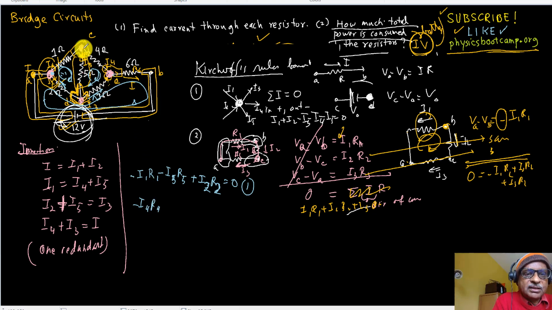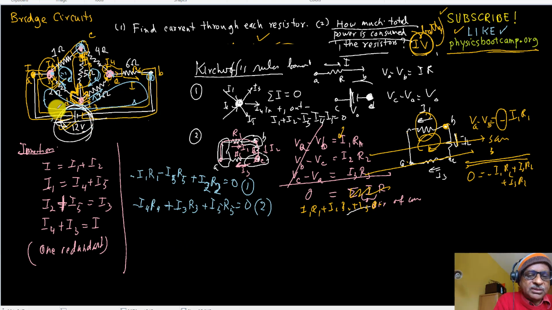And then if I go in here, I go minus I4 R4. I go in that direction, so I drop the voltage. And then I go in the opposite direction, I'm going to pick up the voltage, I3 R3. I go in the opposite direction, so pick up the voltage, I5 R5. But I came back to the same place. So I start from, say, C and came back to C. So this is equation 2. And this one, say start from B.